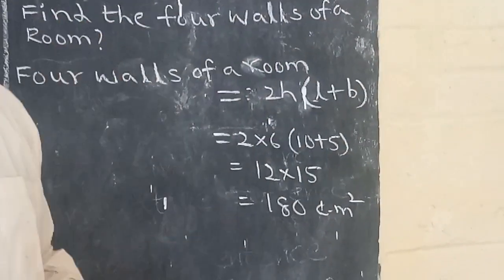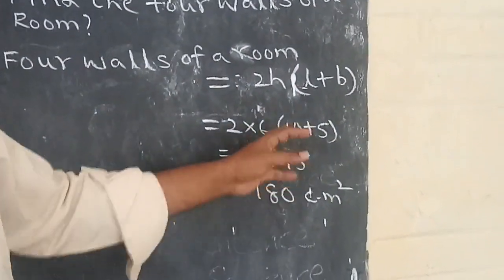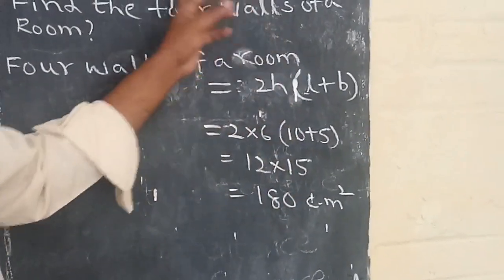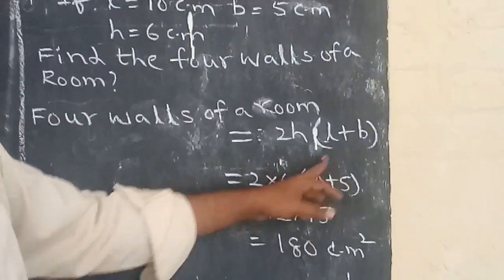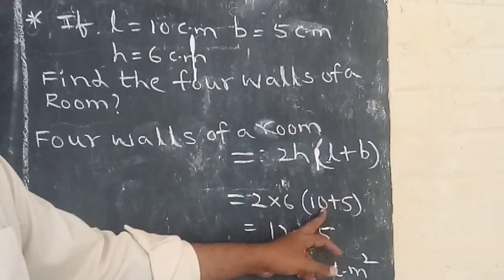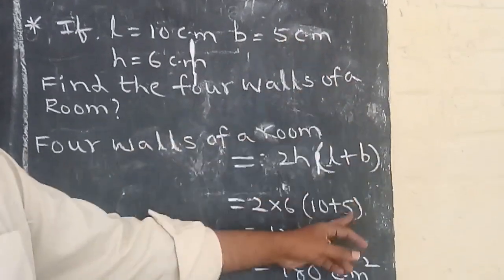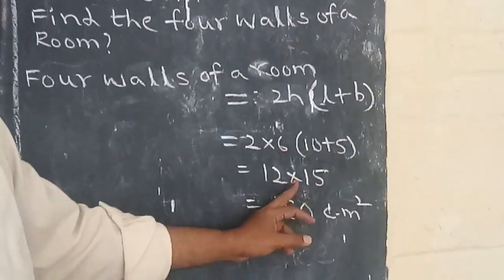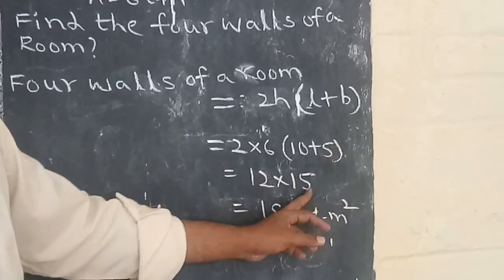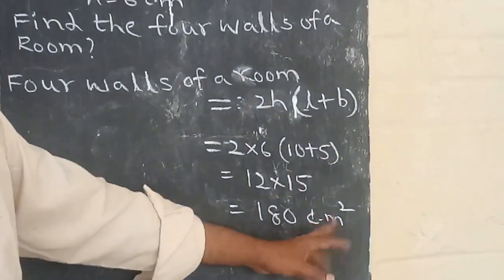So you have to put the values of H, L and B in this formula. 2 into, what is the value of H? 6. Put here. What is the value of L? 10. Put here. And what is the value of B? 5. Put here. 2 into 6 is 12, into 10 plus 5 is 15. 12 15s are 180 centimeters square.